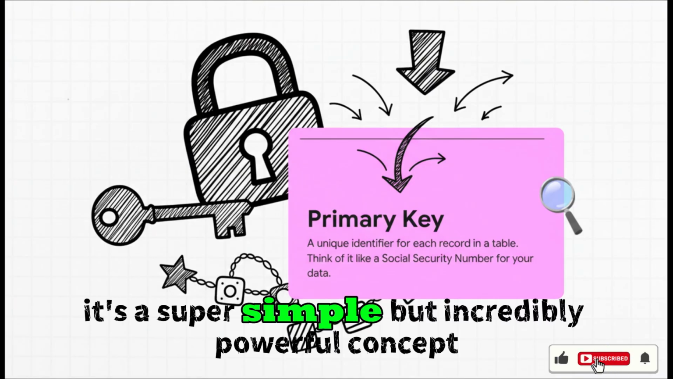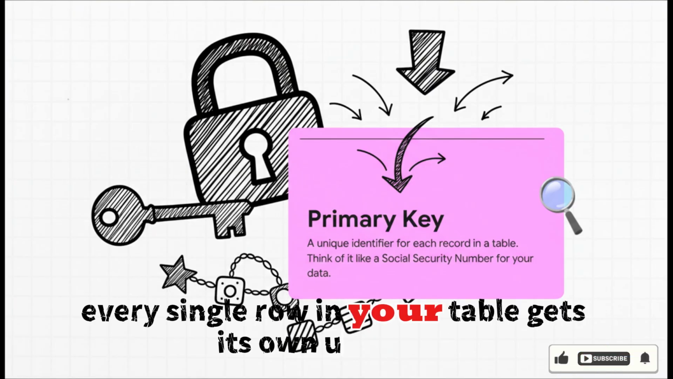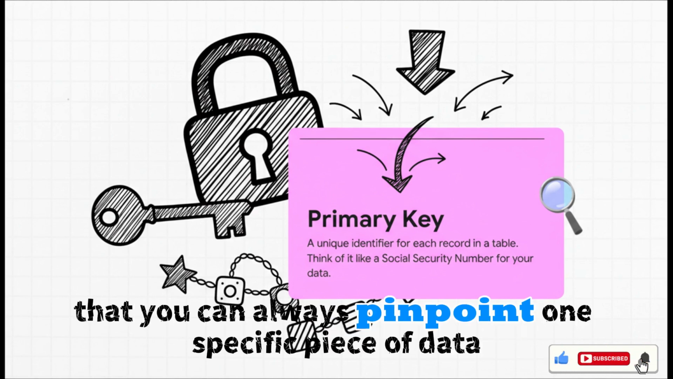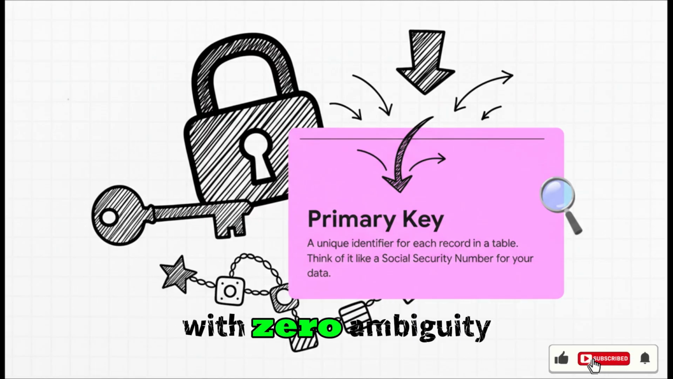It's a super simple but incredibly powerful concept. Every single row in your table gets its own unique ID. This is your guarantee that you can always pinpoint one specific piece of data with zero ambiguity.